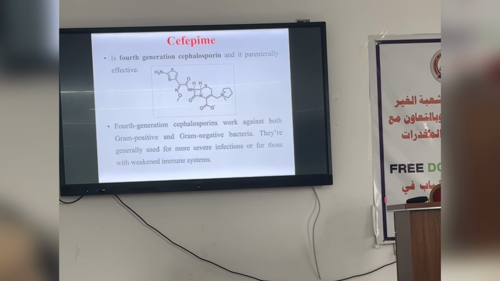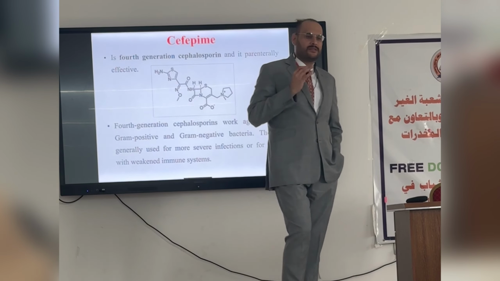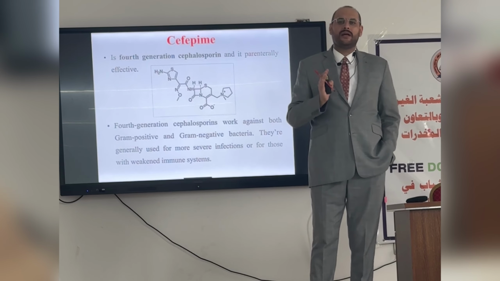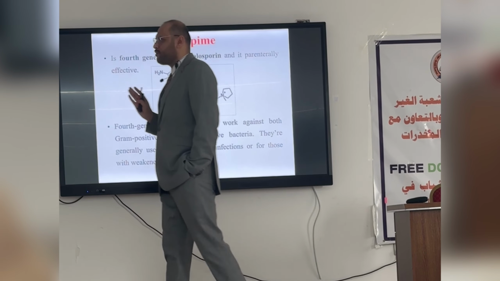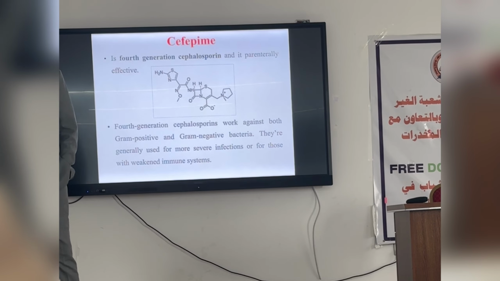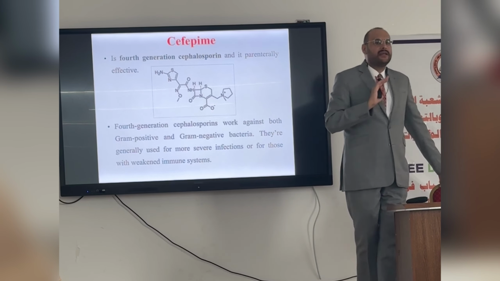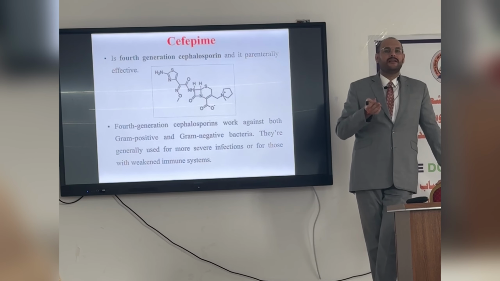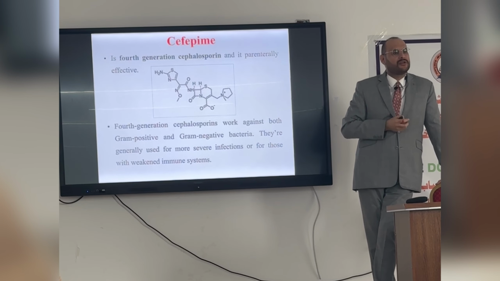Fourth generation cephalosporin works against both gram-positive and gram-negative bacteria. But it is generally used for more severe infections when those patients have a weak immune system. Weak immune system means immunocompromised patient. Which type of patients do we have with that immunocompromised problem? Those who are in an immunocompromised state or have decreased immune activity.